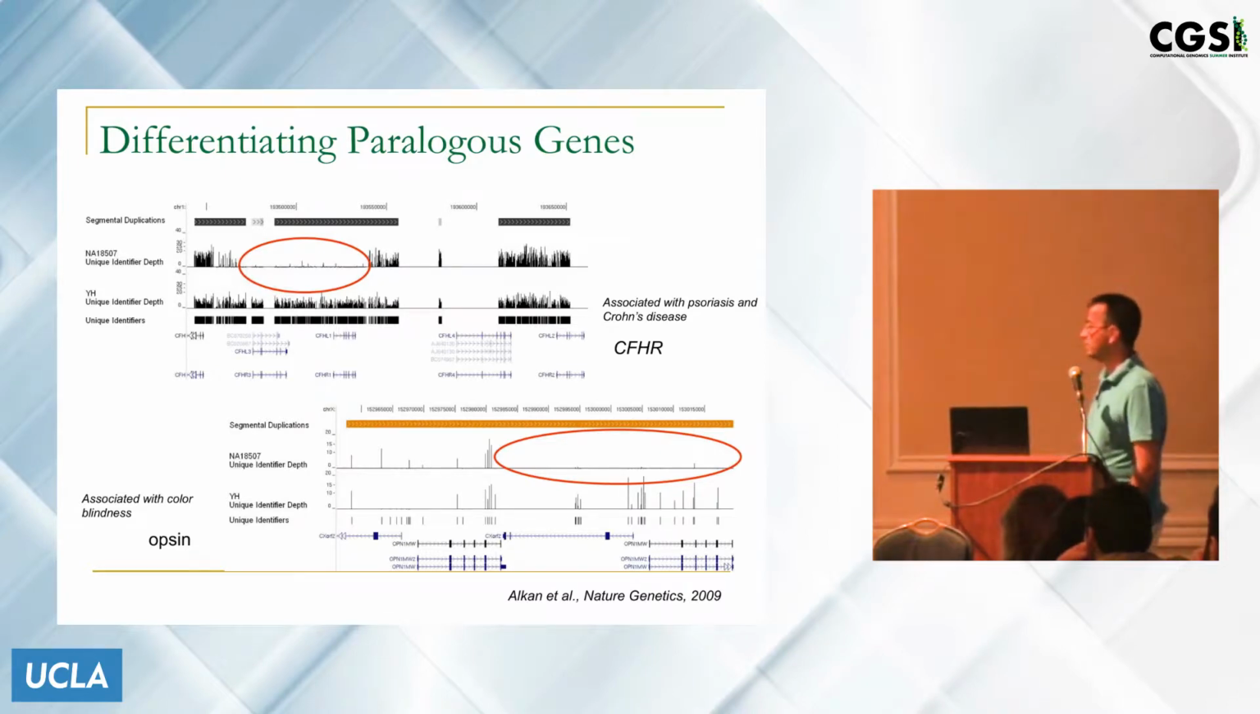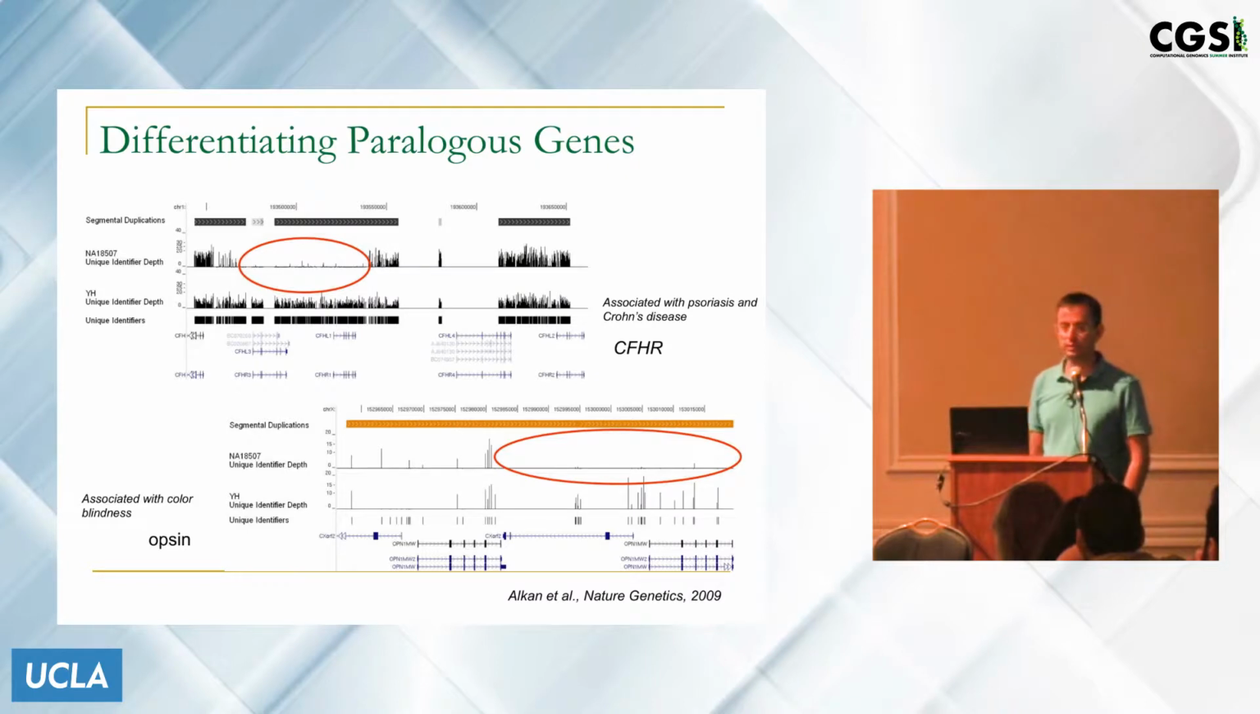For opsin, again, the African individual is missing one of the opsin genes, but the YH, which is an Asian genome, has all copies intact.